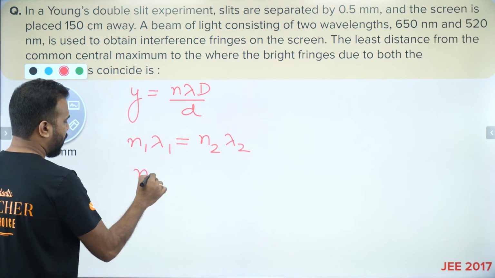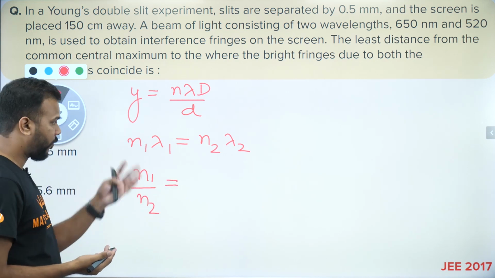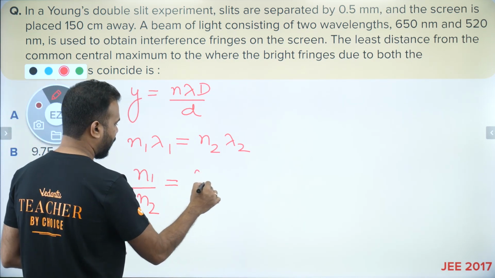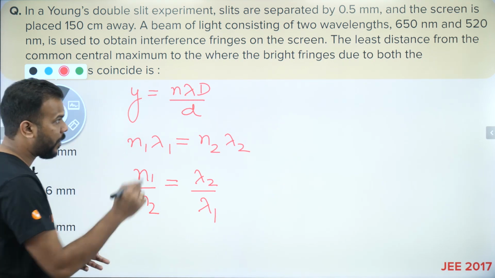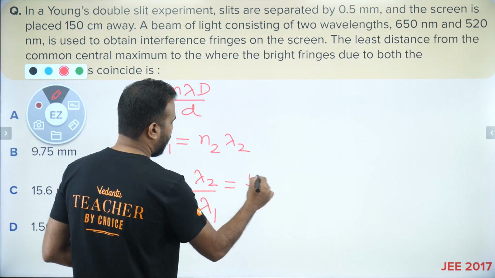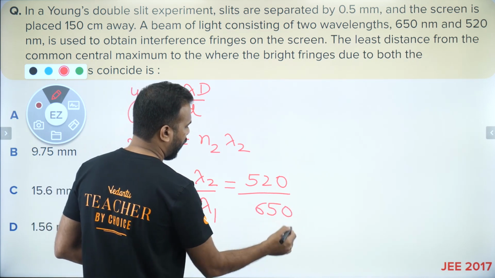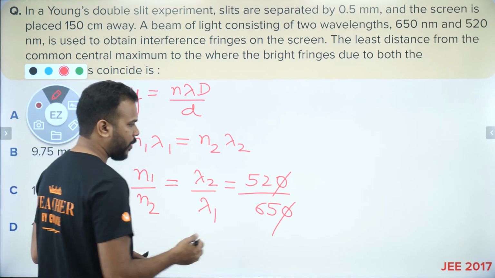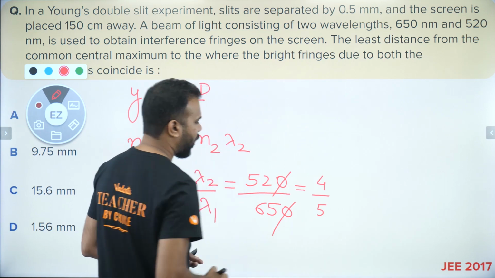Okay, so it means that n1 upon n2, which of the maximas of the two wavelengths will coincide with each other, is basically what we are trying to trace here. So this is lambda 2 by lambda 1. Okay, now what is lambda 2? Lambda 2 is 520 nanometers, and lambda 1 is 650 nanometer. This 0 gets cancelled. You can see these are both multiples of number 13. So this goes 4 times and this goes 5 times.